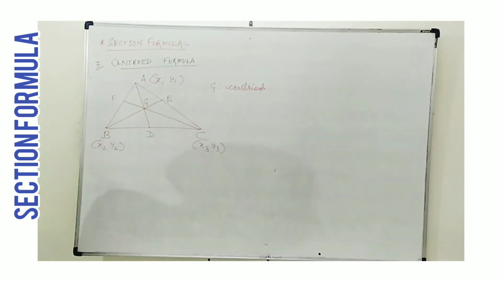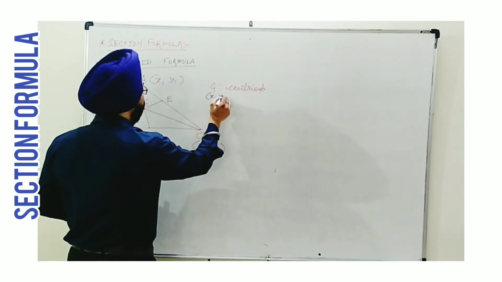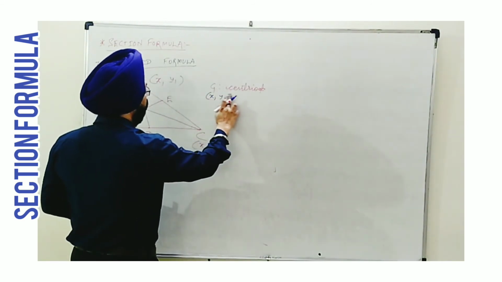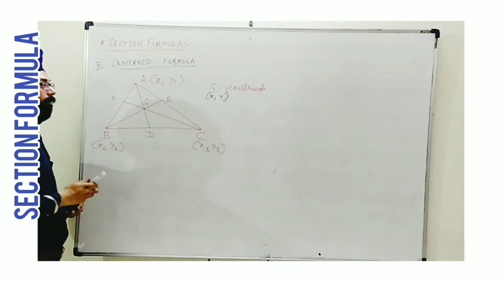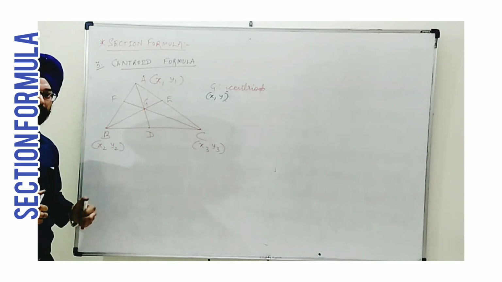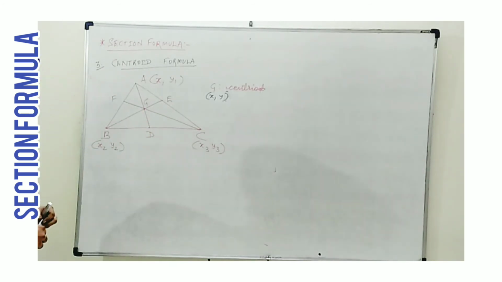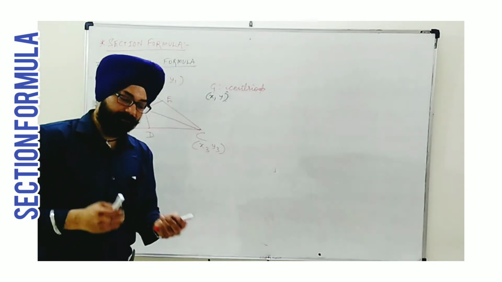Now we need to find its coordinates. If I consider the coordinates of G are x, y, then we need values of x and y in terms of the given coordinates of ABC. How do we do this? Let's start. This theory again, I say it's a derivation, but for knowledge.